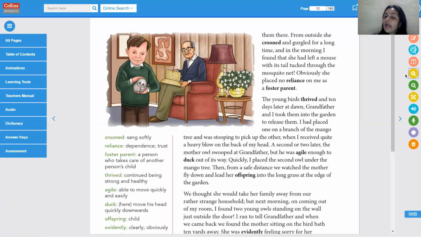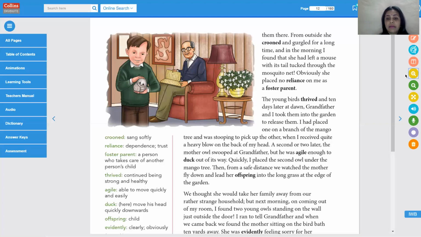Okay, then afterwards, what happened? After 10 days, the babies were eating nicely, drinking nicely, so they thrived. They had gained weight, becoming healthy and strong within just 10 days. And then grandfather and I means, again, I told you it's a first person narrative, so I means Ruskin Bond, thought that they should leave these owlets to the mother so that she can take care of them. So thinking this, they went to the garden and released them.